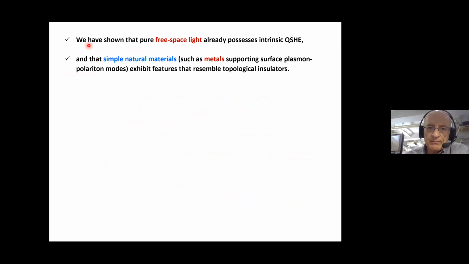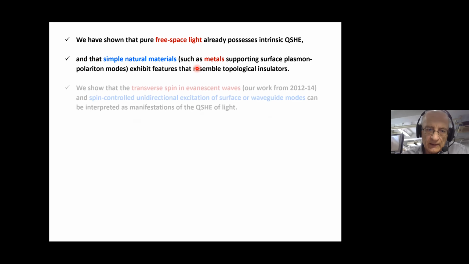So we have shown that pure free space light already possesses an intrinsic quantum spin Hall effect. Simple natural materials, such as metals, supporting surface plasmon polariton modes, exhibit features that resemble topological insulators. Obviously, they're not the same. This is obvious from a mile, but what's not obvious are the analogies.